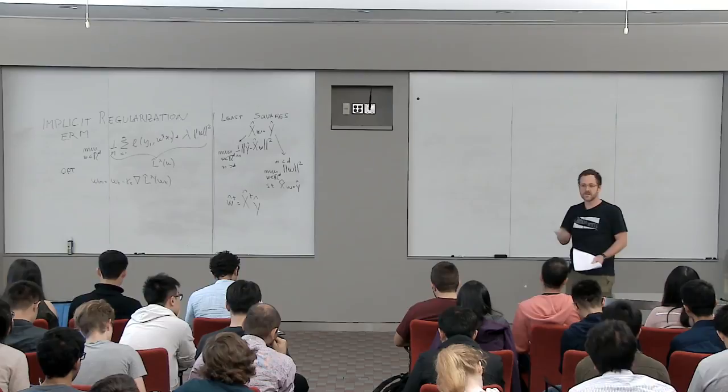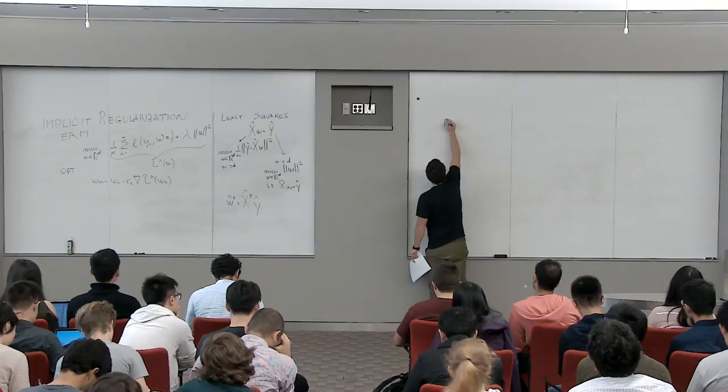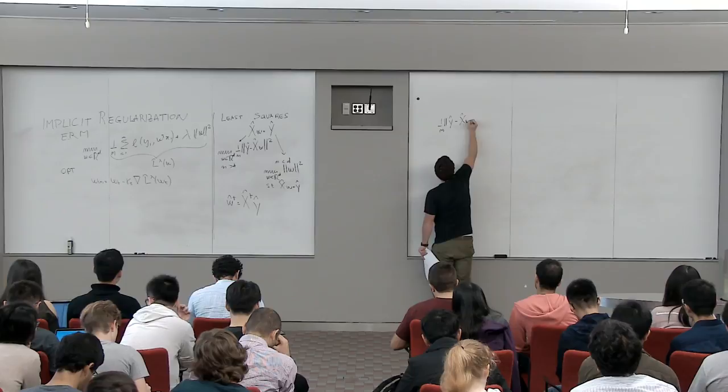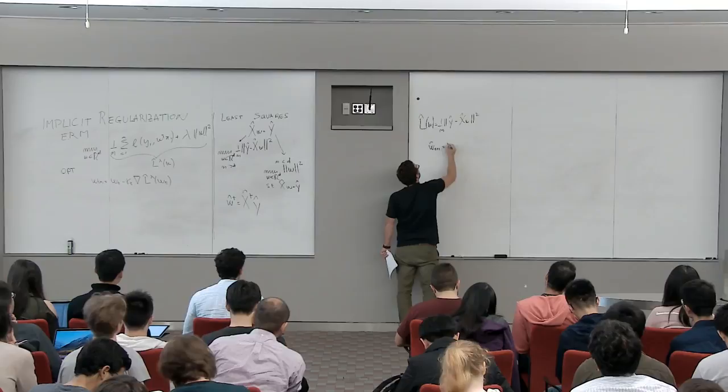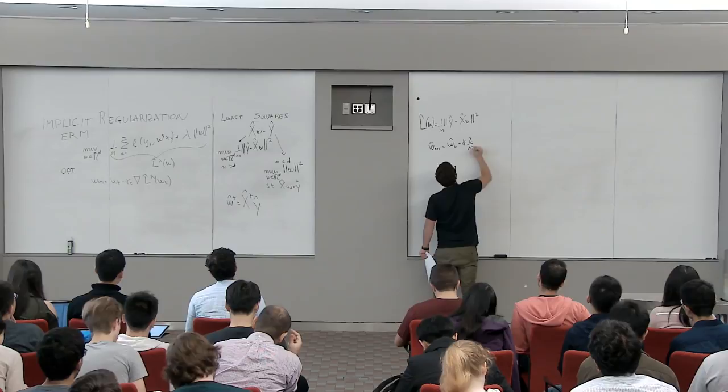So if you consider now least squares, and let me call this L hat W, then least squares is just going to amount to the following.